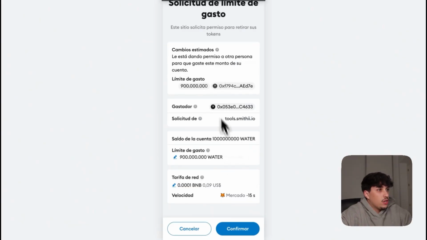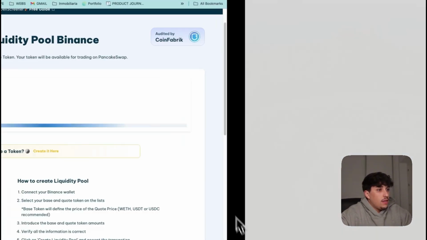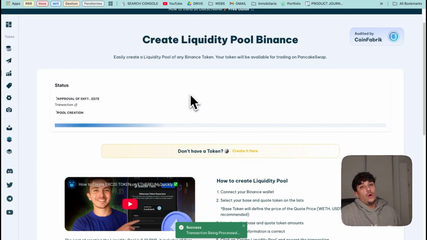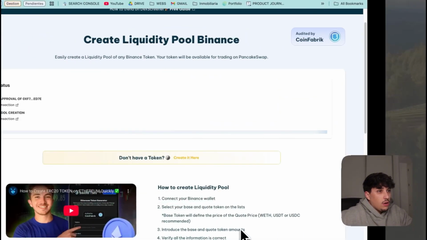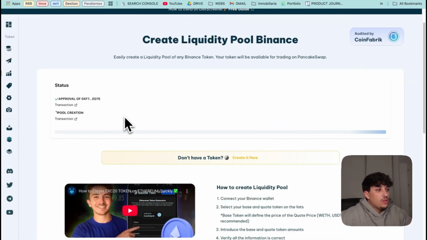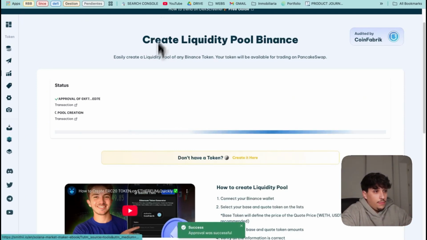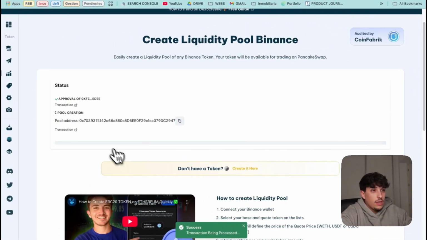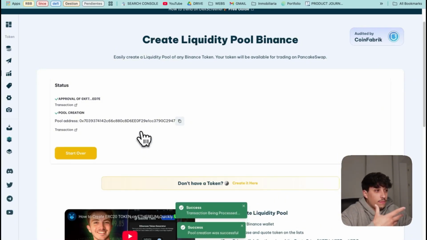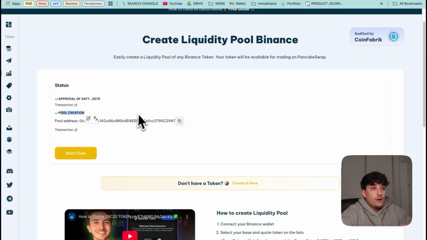Here we can see what's going to happen. We confirm it and our LP will be created just after these second transactions. We confirm it, and our LP will be ready on Pancakeswap and people will start buying our token. We have another one where we put the BNB into the LP. We need to confirm a few transactions, and now our token has a liquidity pool, the LP has been created, and we can trade our token.